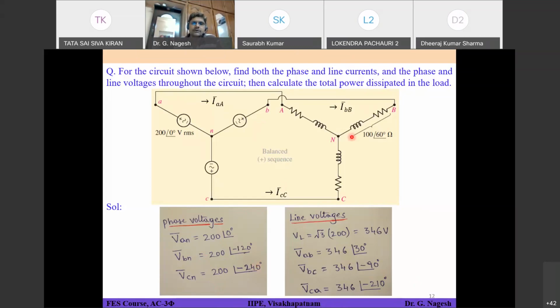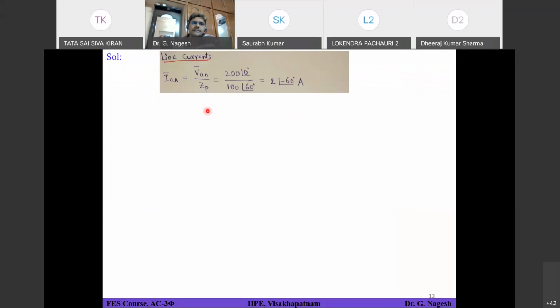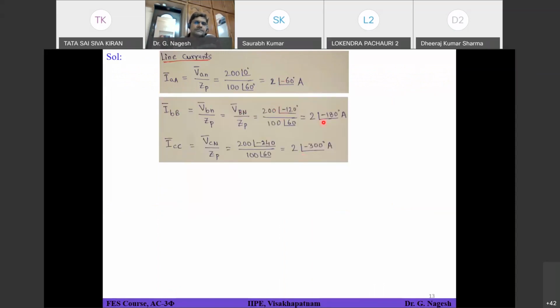Now to find this current, I should simply divide the phase voltage of phase A by the corresponding impedance. So IAA is equal to VAN divided by ZP. So 200 at an angle of 0 degrees divided by 100 at an angle of 60 degrees. So we'll have 2 at an angle of minus 60 amps for IAA. For IBB, simply add minus 120 to this, so it will become minus 180. Next, again add minus 120 to this, you will get minus 300.